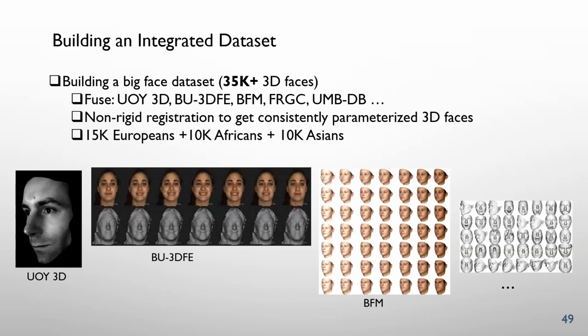After we built this unified data set, we get about 35,000 3D faces. All of them are associated with 2D images. They cover different ancestries, like some are European, some African, some Asians, and they have males and females. Okay, so we can use this to train our decoders, and then also use them to train the encoders for the image to face reconstruction.